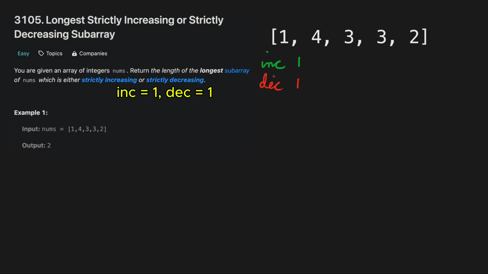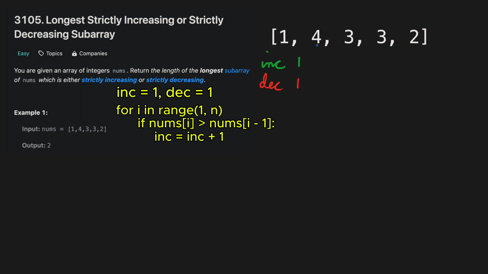And thus, the minimum size or the initial size is equal to 1. And then when we traverse through the array and check the current element with the previous element, we have three possible cases. First, the elements are in the increasing order. In that case, we increment the increment counter by 1 since the strictly increasing subarray size is increasing, and we reset the decrement counter to minimum value 1.